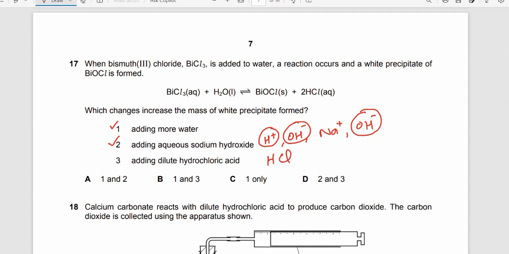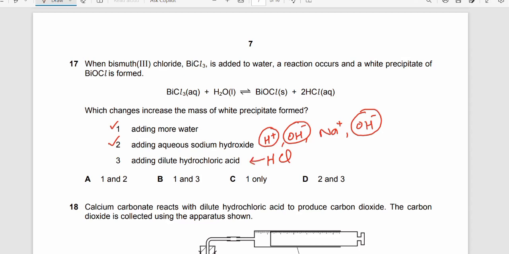Bismuth oxychloride is formed. So dilute hydrochloric acid, HCl, but here is chlorine already, so it is dilute. This doesn't provide as efficient a precipitate, because there is HCl already. So if we provide HCl, this reaction will be shifted backward.